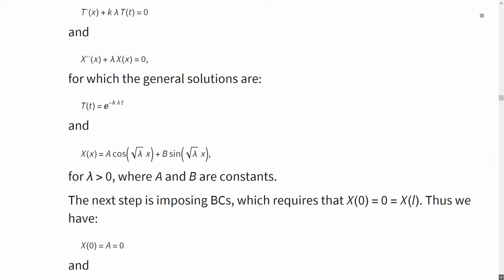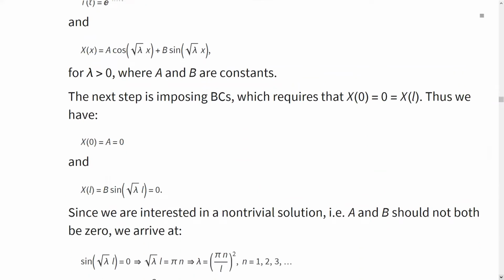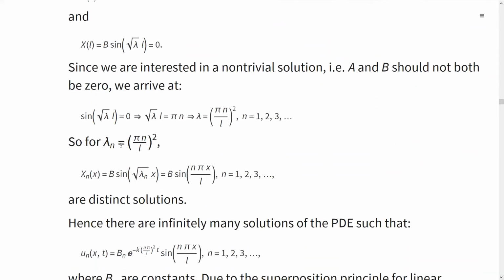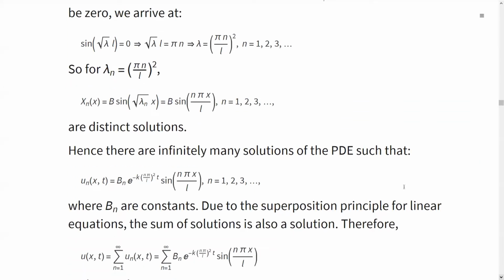So the next step is we impose boundary conditions. So when we require X of 0 equals 0 and X of L equals 0, we get that A equals 0, and we find that when lambda n equals (n pi over L) squared, this term will be 0, so we have a non-trivial B here, which is non-zero. So there are infinitely many solutions of the PDE such that u_n equals this.